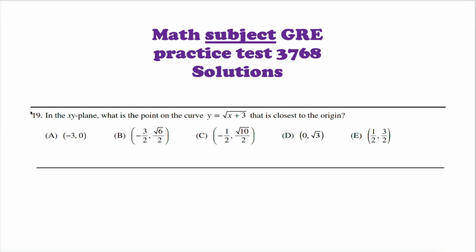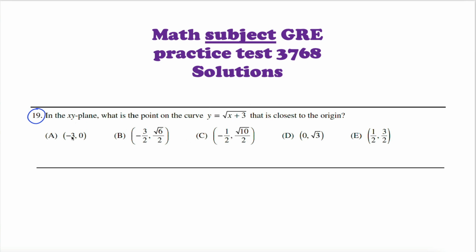All right, moving on. Question 19 on the math subject GRE practice test. Last couple videos have been kind of long. Good news, I don't think this one's going to be. But I do have some pretty useful stuff that I want to make sure you know for this problem. So what this question asks is just what is the point on this curve that's closest to the origin?